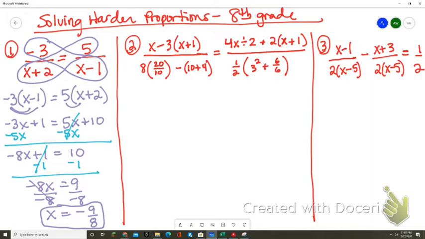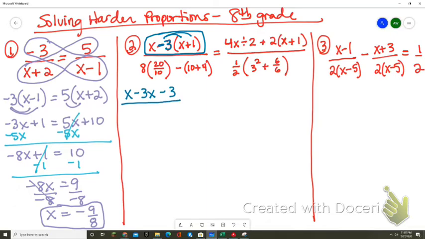Okay, let's look at number 2. Number 2 looks a little more difficult. You are going to have to simplify each item before you can cross multiply. So just in this top numerator, I have to distribute the negative with the 3. So I'm going to leave the first x. I'm going to take -3 times x and get -3x, and -3 times 1 and get -3. There's the top.